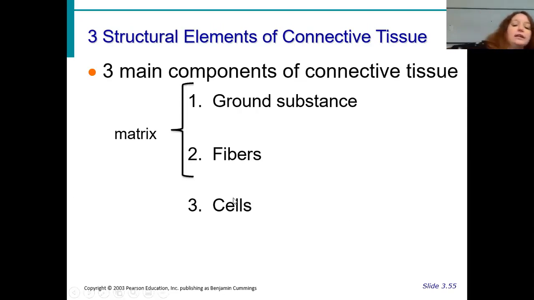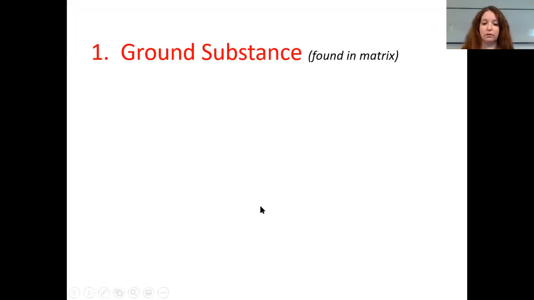The ground substance and the fibers make up the matrix. The cells are the living organisms that are either fixed in the matrix or that travel through the matrix, depending on which tissue we're talking about.